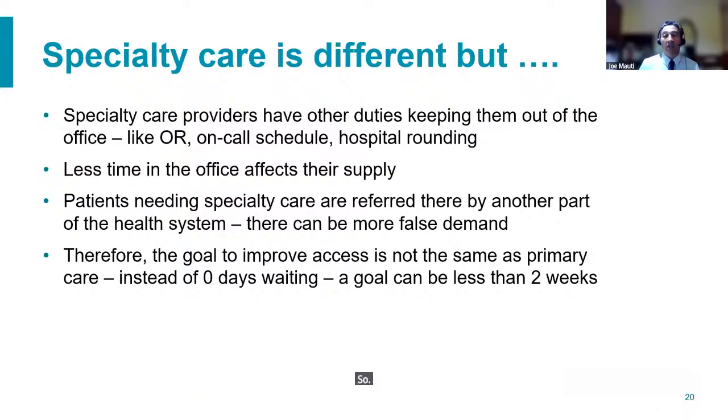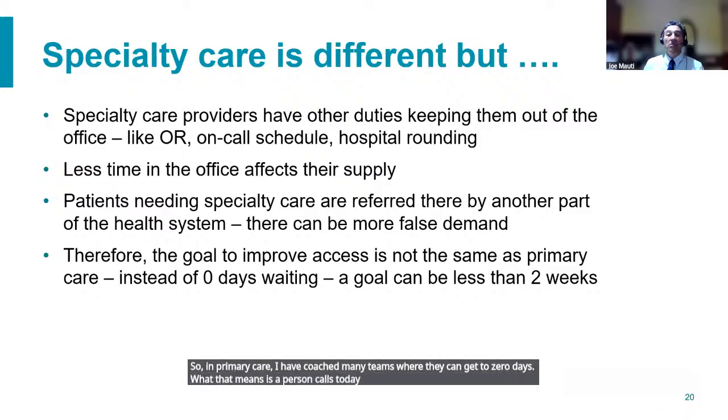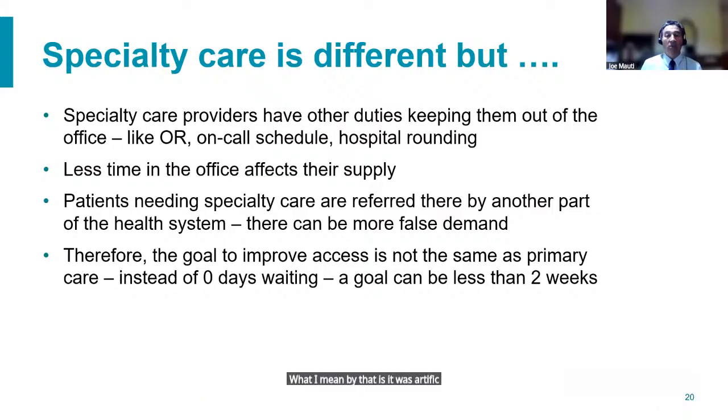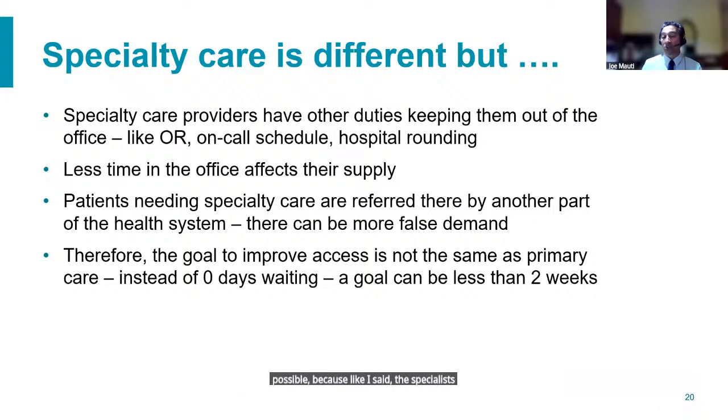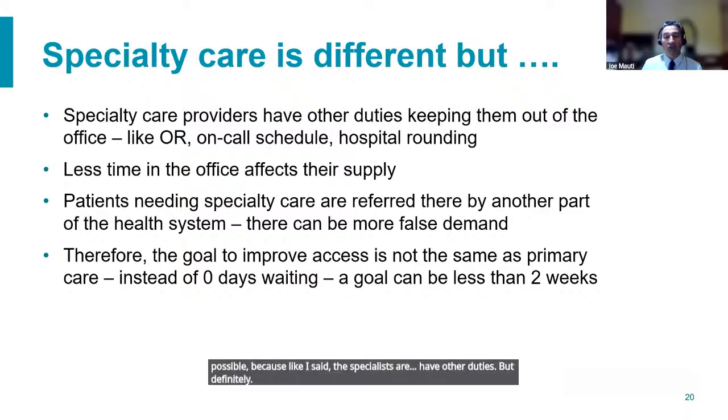So in primary care, I have coached many teams where they can get to 0 days. What that means is a person calls today, they want to see their primary care provider, there's availability today. Not because it was carved out, what I mean by that is it was artificially frozen and released today, but it's available because a practice has balanced their supply with demand. In specialty care, the goal is not 0. It's not possible because, like I said, the specialists have other duties. But definitely you can improve waiting time.